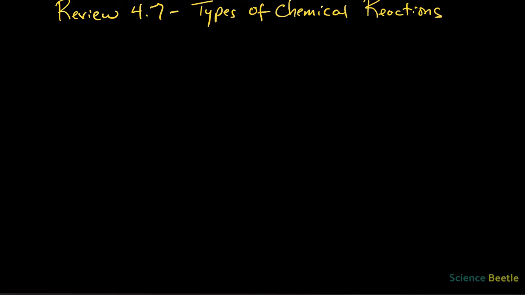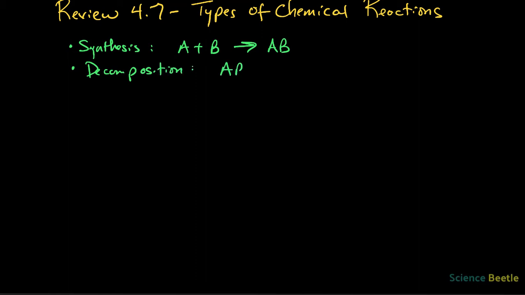All right, so in this section, this is the review for section 4.7, types of chemical reactions. Here we had already discussed a number of reactions. We won't go too deeply into them, but previously we had talked about the synthesis reaction. And remember, the synthesis reaction was identified with compound A reacting with B to form compound AB. And we had the reverse of that, the decomposition reaction. And that one was AB being decomposed back into A plus B.